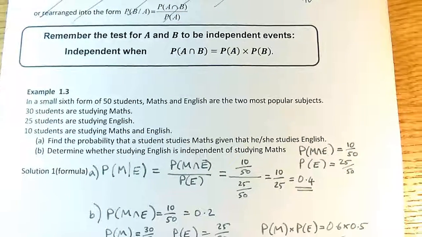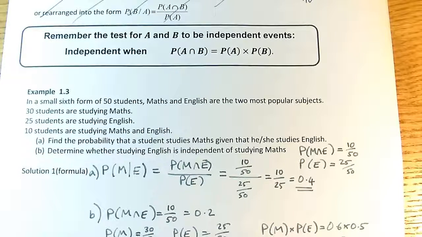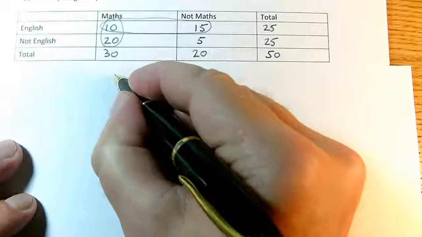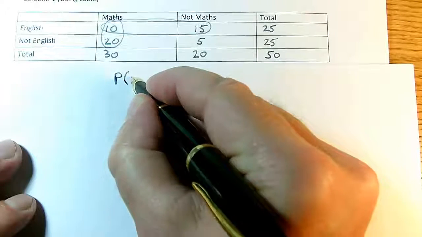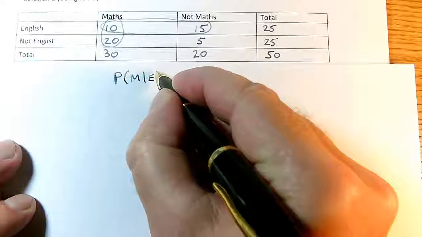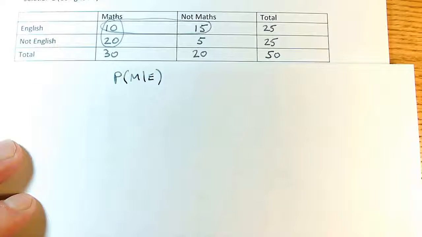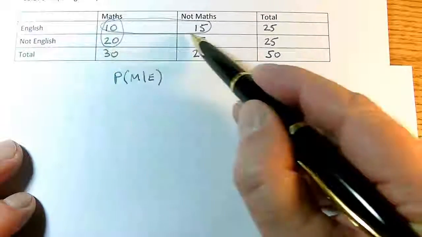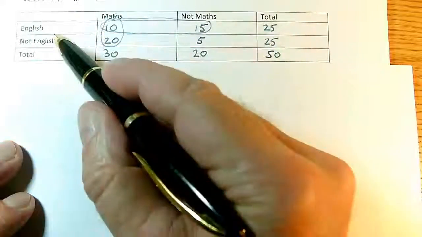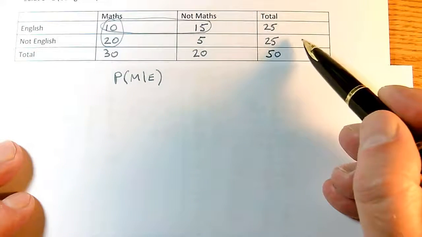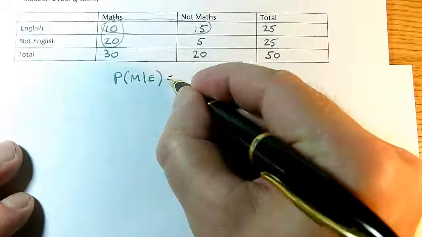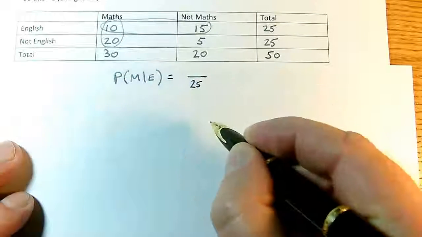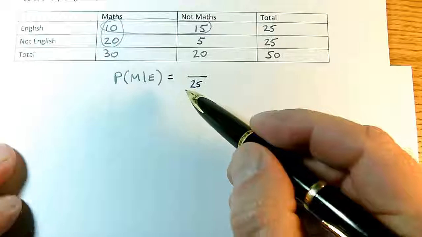Okay, the other method is to use the probability table. Here's the two-way table from a couple of pages further on, but remember now I want to work out the probability of studying maths given that I study English, and I want to check for independence. So for the first one, if I'm studying English, it means I only need to consider this top row. The only place where people study English is along the top of the table. So that means I'm not thinking about all 50 students, I'm thinking just about 25 students. So I have 25 on the bottom of my fraction.